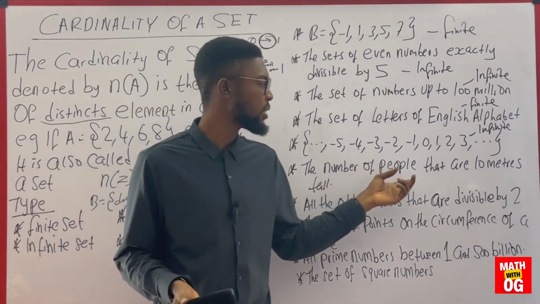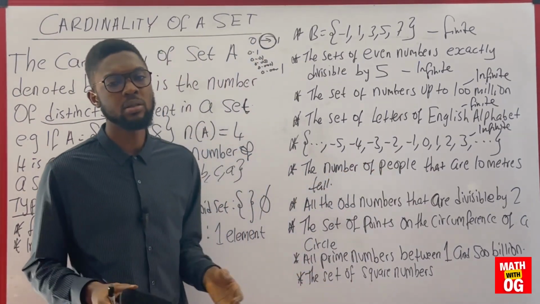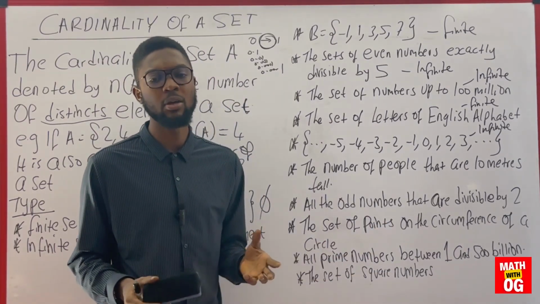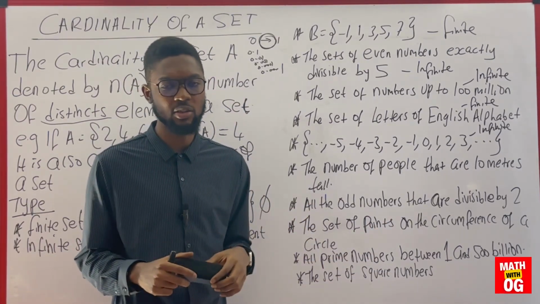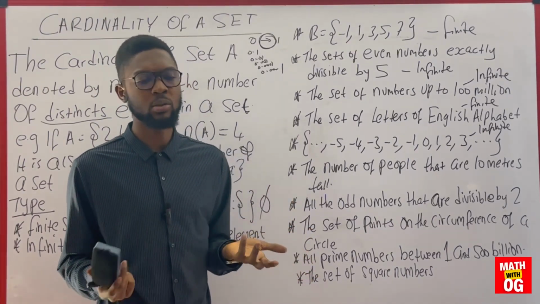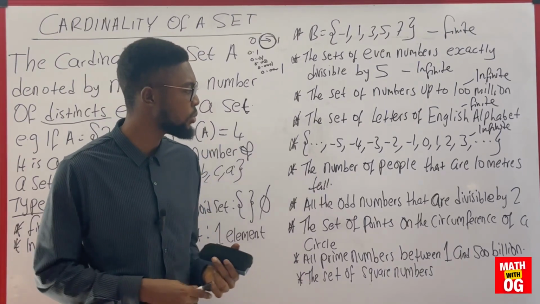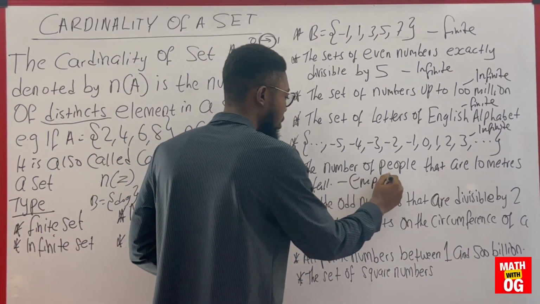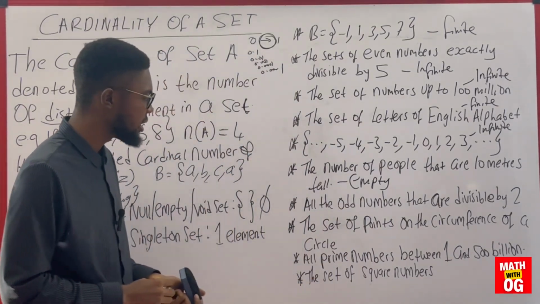So as you can see, it is impossible for a normal human being to be 10 meters tall, because I don't even know how the organs will be placed in a person's body if someone is 10 meters tall. How long will his skull be? How long will his legs be? So this is not possible. So this set here is an empty set. Empty or null set.